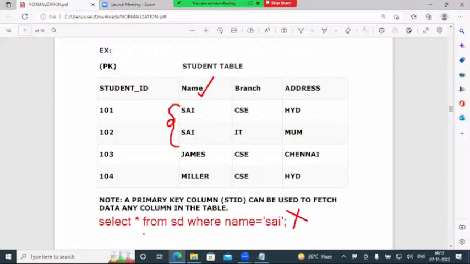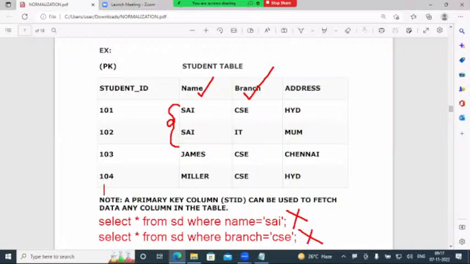Suppose another example. If I write select star from student details where branch is equal to CSC, and I use the branch column as the condition, I still don't get the specific required row. When I pass CSC, all three CSC people will come to you. That is also not going to give our required data.